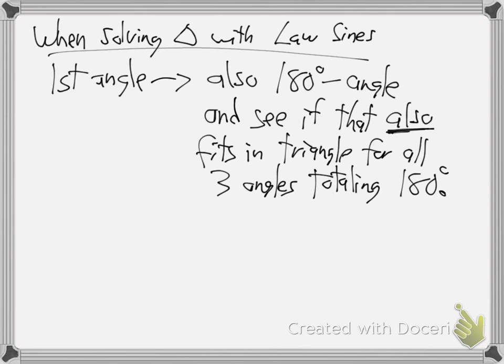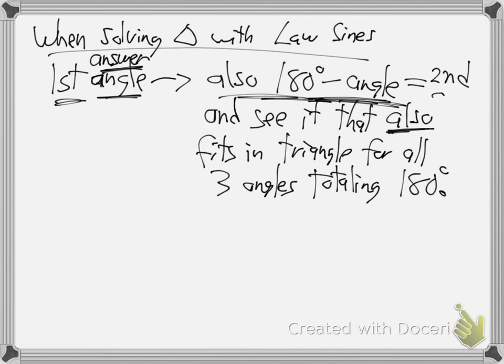So whenever you're solving a triangle with the law of sines and you get your first angle answer, also take 180 minus that angle. Call that your second angle, and see if that also fits in the triangle. So let's do that. Why 180? Because remember, it's that weird stuff again about the restrictions on the inverse sine, cosine, tangent. Basically, remember the sine can be positive. Remember, all students take calculus.